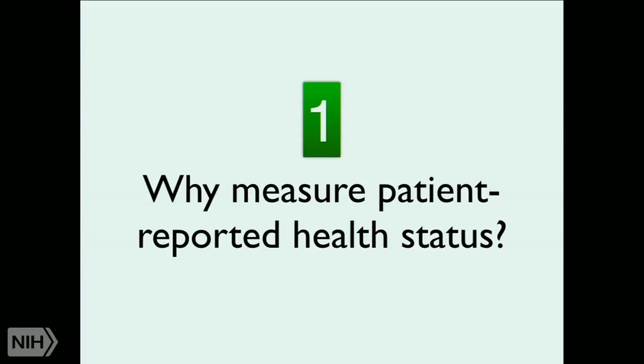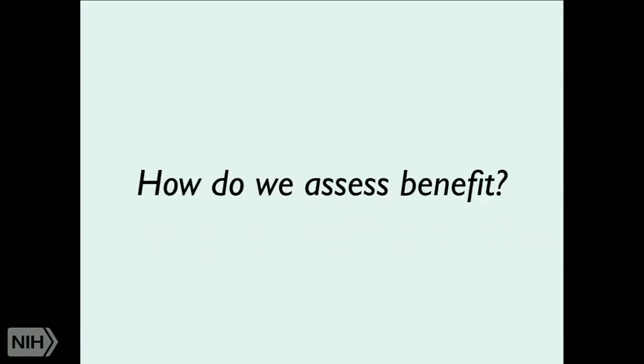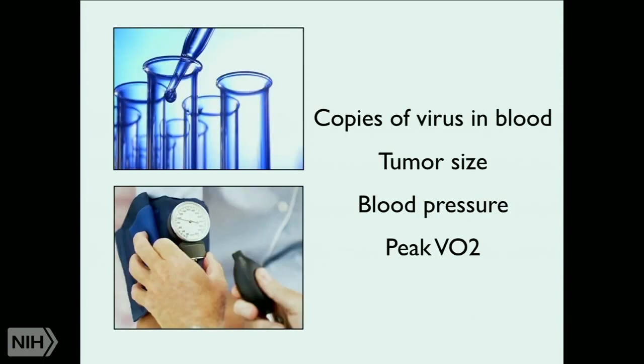Well, let's think very generally about a situation where we're interested in trying to measure the benefits of some intervention. And so how do we assess benefit? If the intervention is the kind of intervention that's supposed to act on the body, it's a pill or some procedure, we've got all sorts of measures that we use to assess the effect of some agent on the body, right? We've got copies of some virus in the blood, tumor size, blood pressure, peak VO2. These are all examples of these endpoints we use in studies that tell us how the body has changed, right?